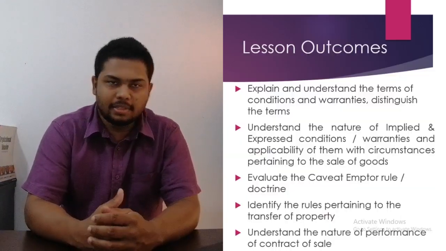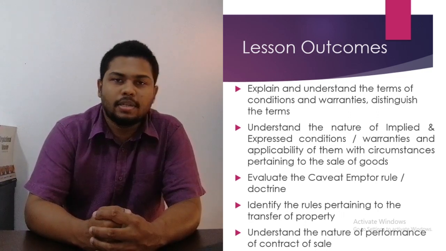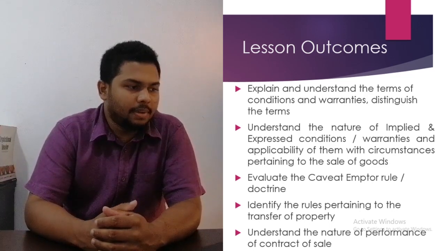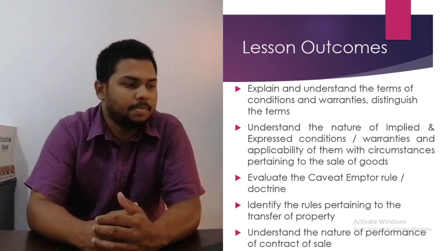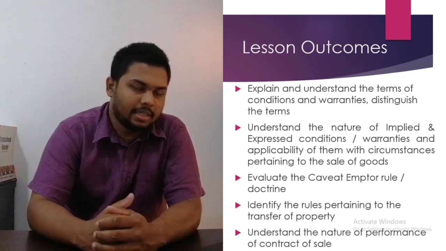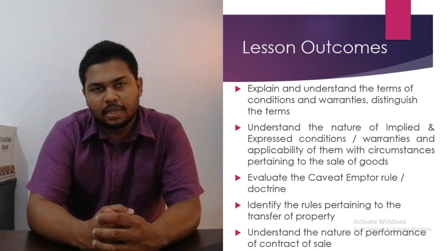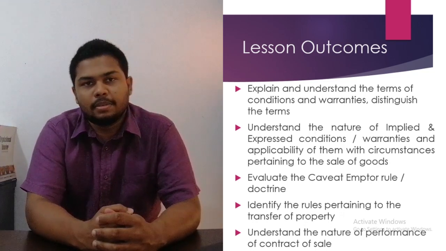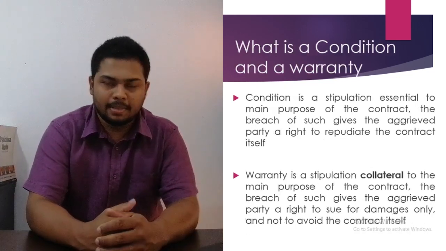Right, we'll first go to the lesson outcomes. The first one is to explain and understand the terms conditions and warranties and distinguish the terms. Understand the nature of implied and express conditions and warranties, and see their applicability to circumstances pertaining to the sale of goods or agreements to sell goods. Evaluate the caveat emptor rule, or the doctrine of caveat emptor. The transfer of property and the performance of business contracts will be discussed in our future sessions. Fine, so we'll move to the lesson.